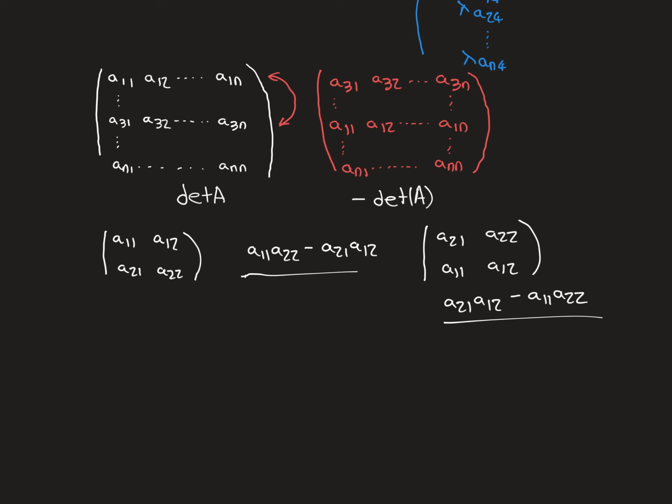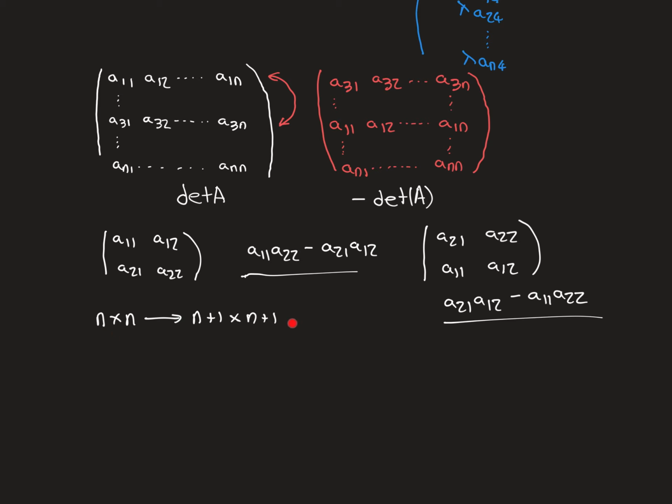Now what we want to do is assume that it holds true for an n-by-n matrix. So we assume it's true for n by n, and then we want to prove that it will hold true for the n plus 1 times n plus 1 case.